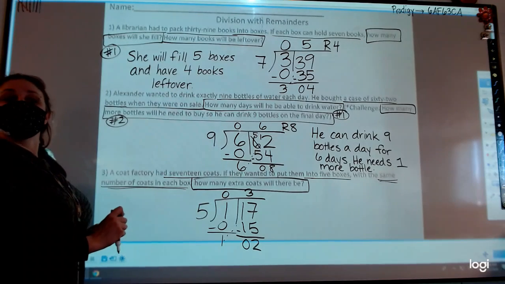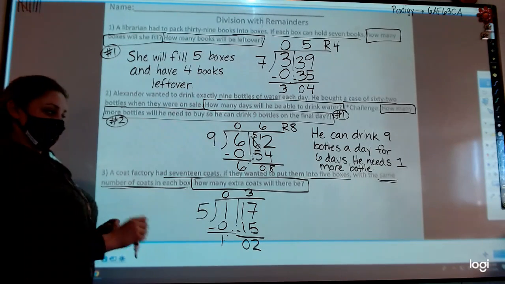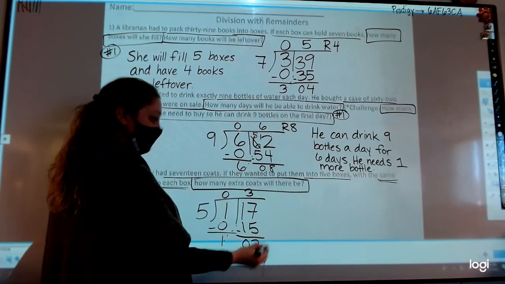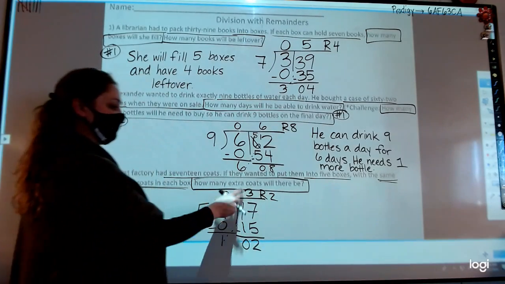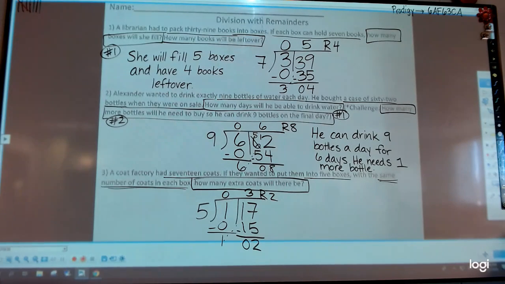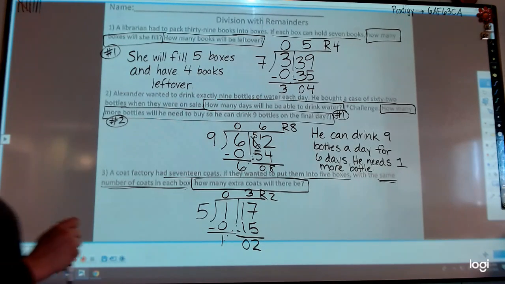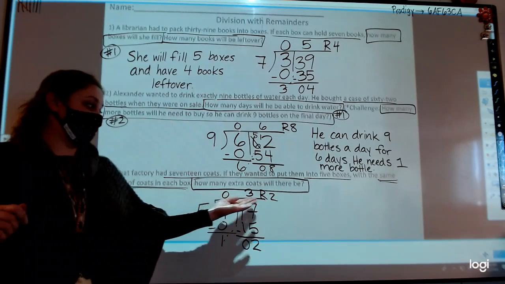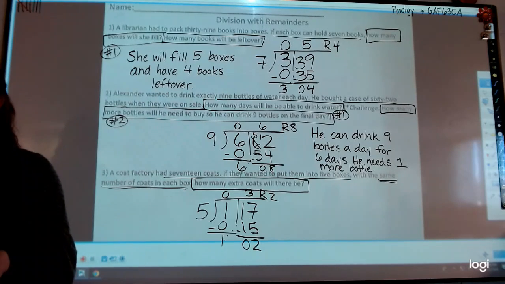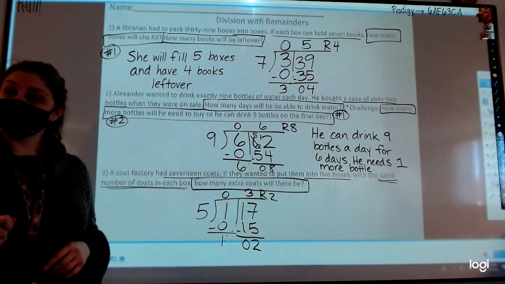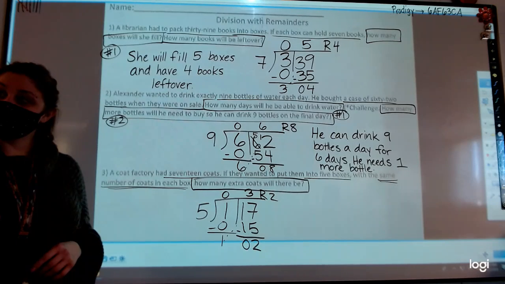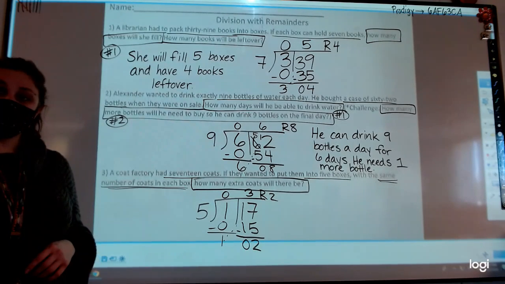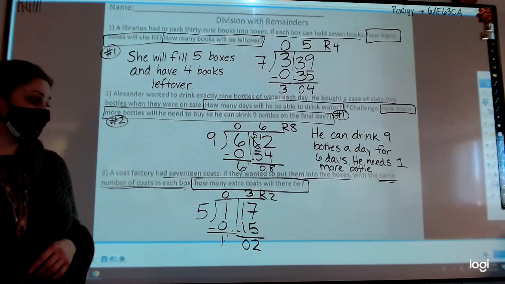Some of you are drifting in your paying attention. Make sure you're listening. Josiah? It will be the coats left over. Yeah, it's my remainder. So I can fill up 3 boxes full of coats, and then I have 2 coats left over. Now, what was my question? Hayden? How many extra coats will there be? So is my answer going to be 3 or 2? Chloe? 2. You're right. How do you know that? Noah, how do we know that? Because 2 is left over, the remainder.